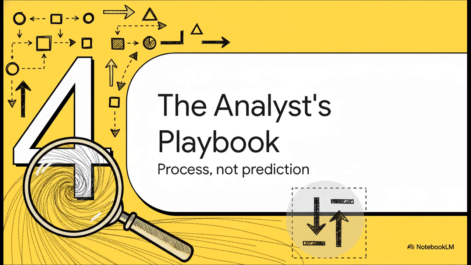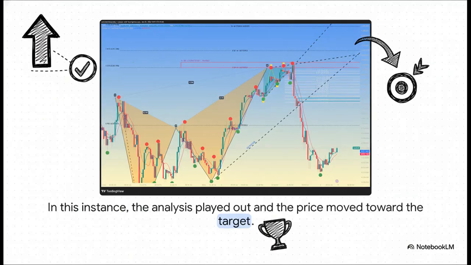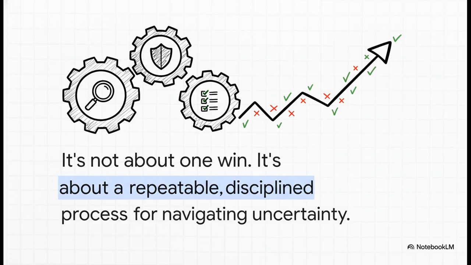So let's zoom out for a second and look at the big picture here. It's so easy to just focus on whether this one trade made money or lost money. But honestly, that's kind of missing the whole point. And yeah, in this case, the analysis was spot on. After that trigger, the sellers stayed in control and the price fell, heading right down toward that profit target. It was a successful trade. But the real lesson here isn't about this one win.